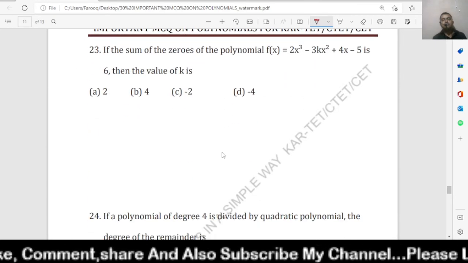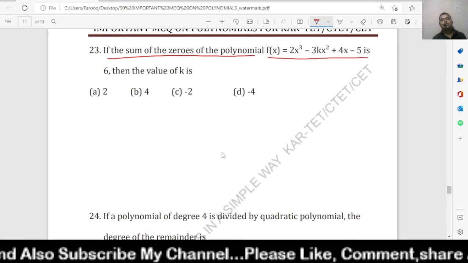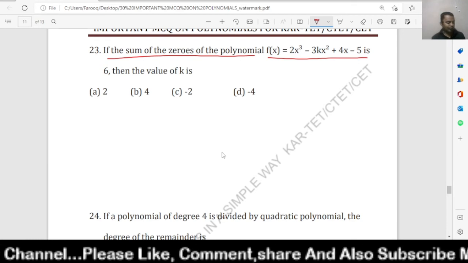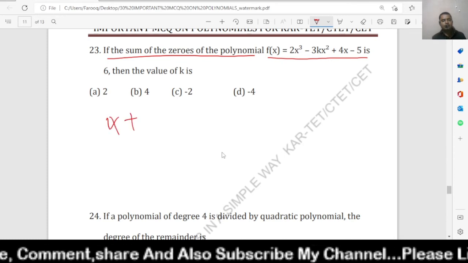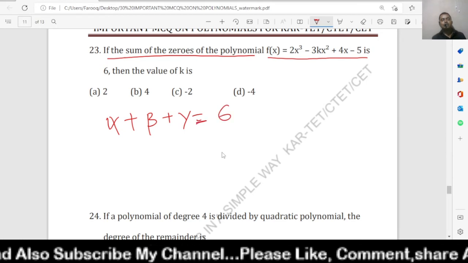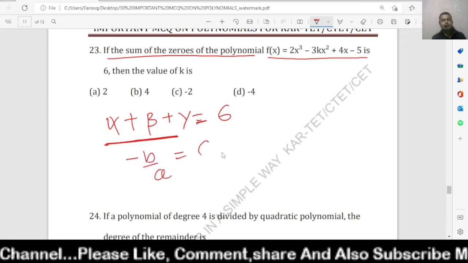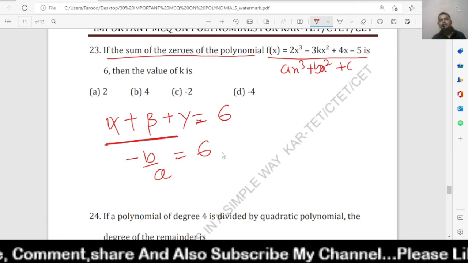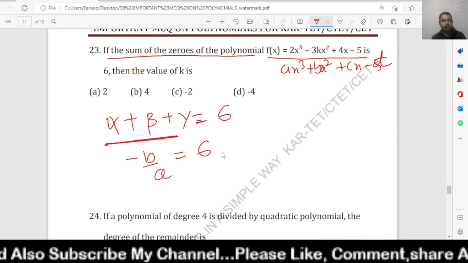If the sum of the zeros of the polynomial f(x) = 2x cube minus 3k x square plus 4x minus 5 is 6, then find the value of k. Sum of the zeros of the cubic means what here? Alpha plus beta plus gamma is equal to 6. We know that the sum of the zeros alpha plus beta plus gamma is equal to minus b by a, equal to 6. For ax cube plus bx square plus cx plus d, the formula is alpha plus beta plus gamma is minus b by a.